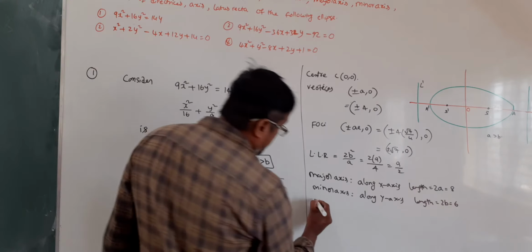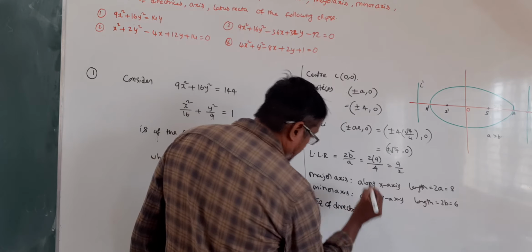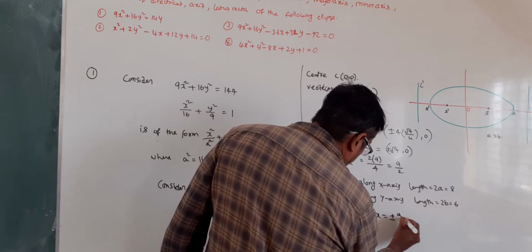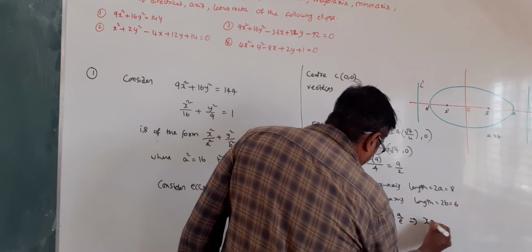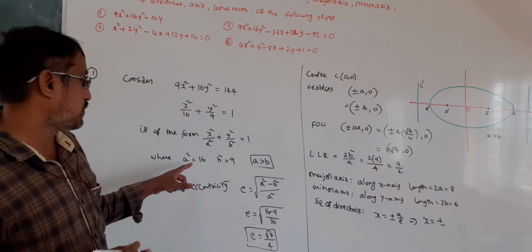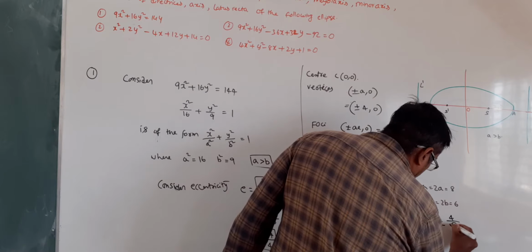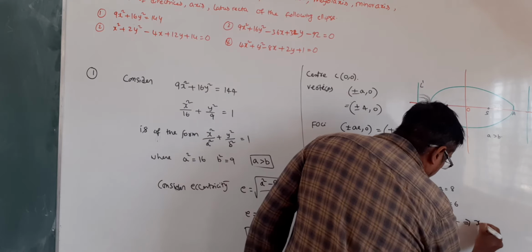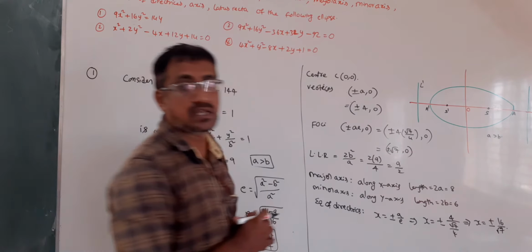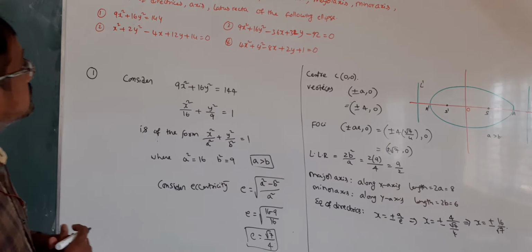Next, equations of directrices. Now the equations of the directrices are x is equal to plus or minus a by e. So you will get x is equal to plus or minus, what is a here? 4 by e, which is root 7 by 4. So 4 by root 7 by 4. So you will get x is equal to plus or minus 16 by root 7. Those are the directrices. And you have to find the latus recta.